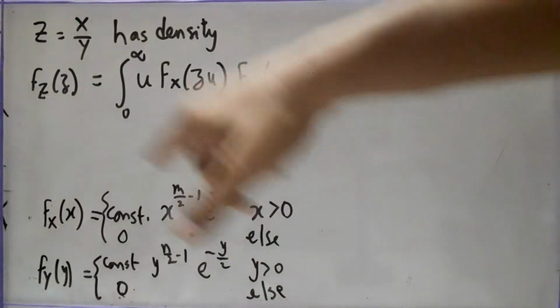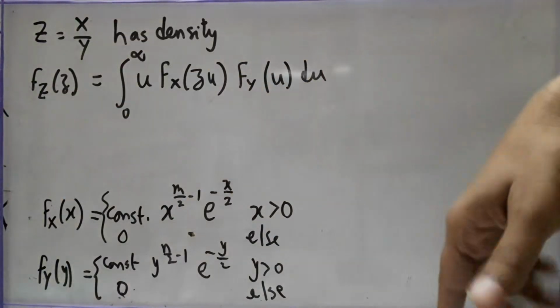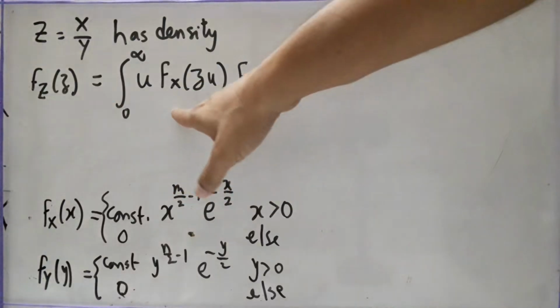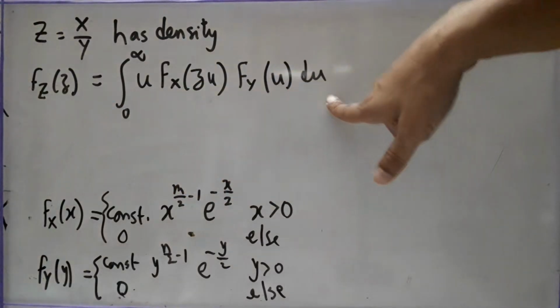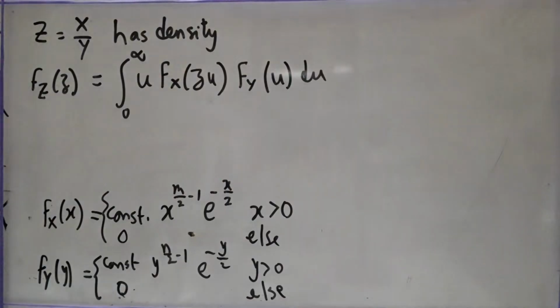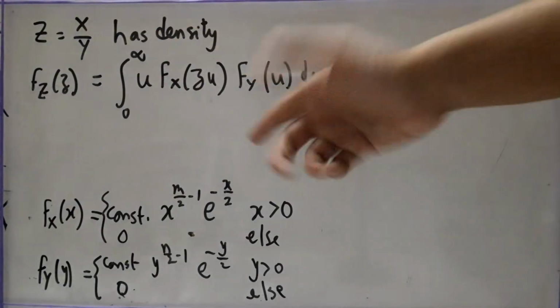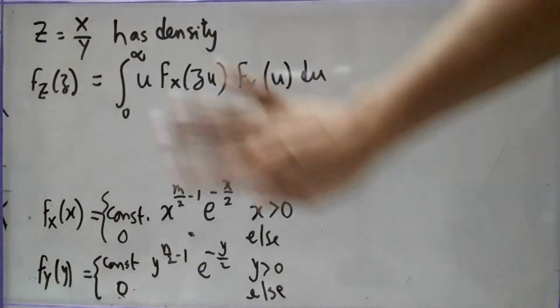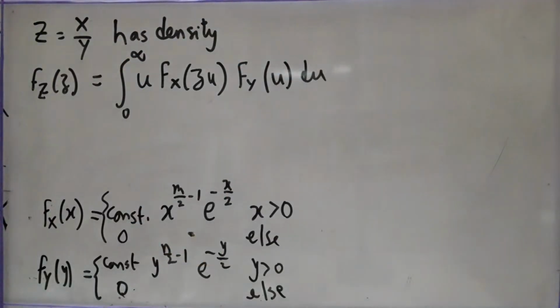So this density will be given by the integral from 0 to infinity. Remember, all these things are actually positive quantities. u times f_X(zu) f_Y(u) du. Since you are integrating over u, the entire thing will be a function of only this z. So let's now plug in the formulas for f_X and f_Y and let's see what comes out.